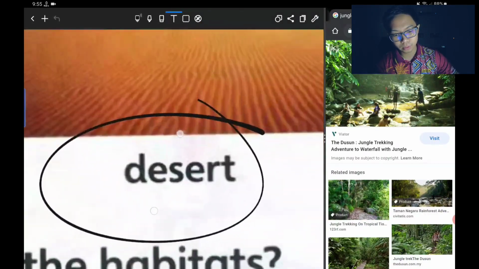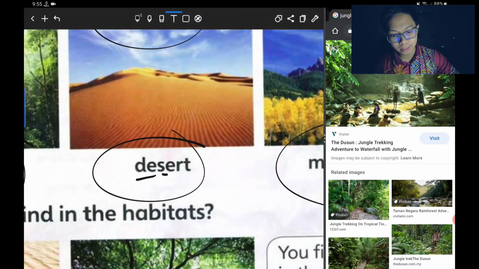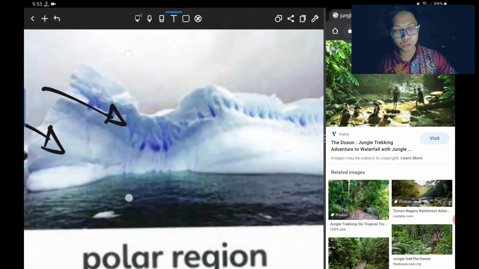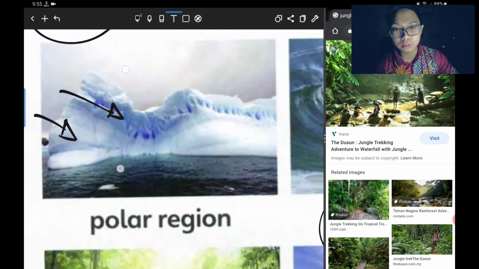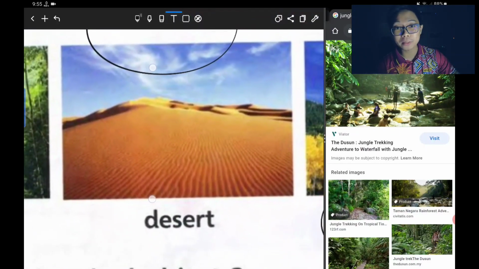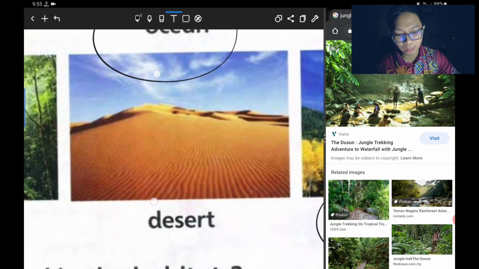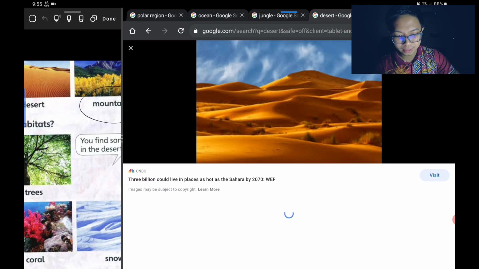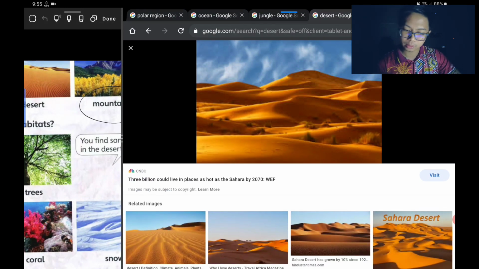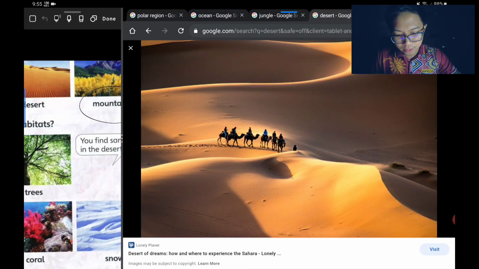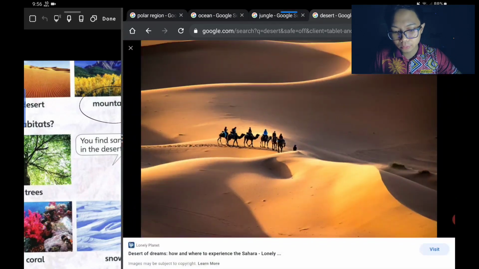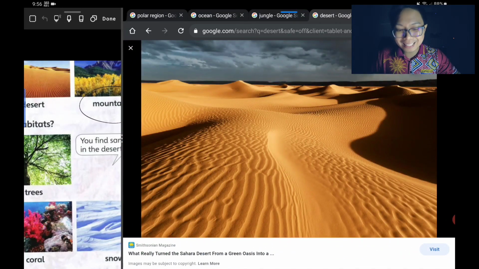Next, let's have a look on the desert. Okay, desert, padang pasir. If you say polar region is super duper cold, this place is super duper hot. Okay, panas tempat ni. Let's have a look on the desert. So what color is this? Orange? I think it's orange. The animals are camels, right? We have camels. Lots of sand. Okay, banyak pasir. Lots of them.